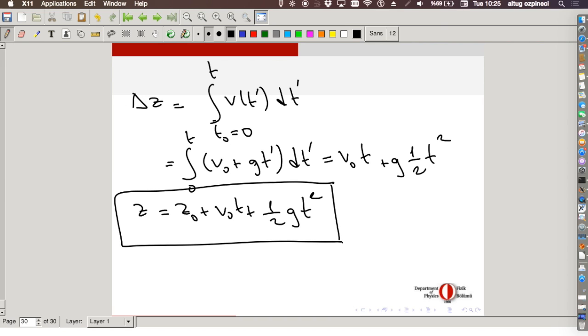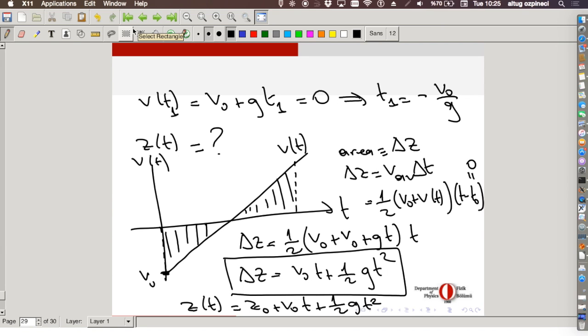Now let's find the maximum height. When we were studying the velocity, we already said that if it is going upward, it will first slow down, at some point it will stop, and then it will start speeding up in the other direction. The velocity will be negative after that point. We had already calculated the time at which this happens: the time is equal to minus v0 over g. It will stop, so that is the time at which it reaches the maximum height.